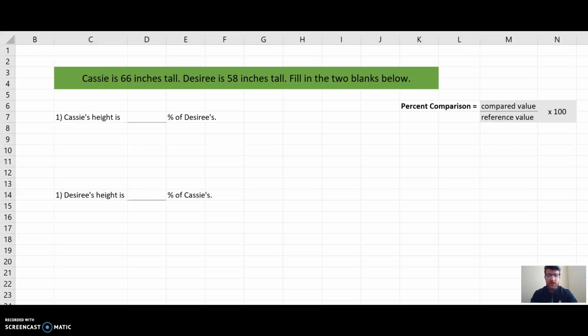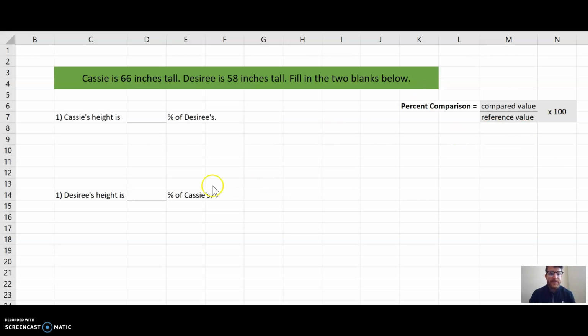Hi everyone. So I just wanted to do a quick recap video on using percents for comparison. That's basically when we have two values and we're trying to compare one to the other. There are many ways to do this, but one popular formula is up here in the upper right hand corner. It's the compared value divided by the reference value times 100. The times 100 is solely there to take that decimal and turn it into a percentage.